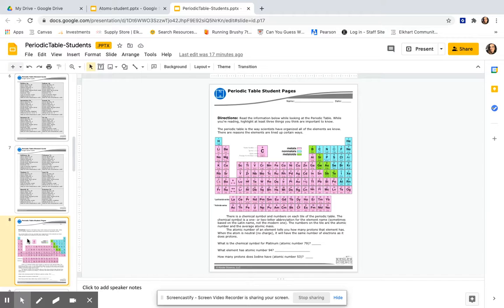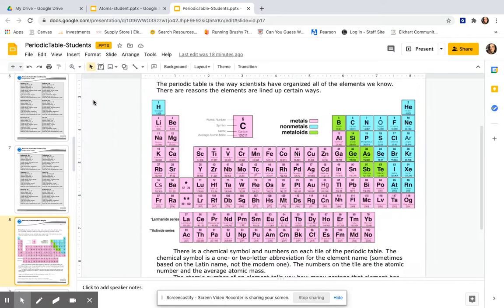There is a chemical symbol and numbers on each tile of the periodic table. The chemical symbol is a 1 or 2-letter abbreviation for the element name, sometimes based on the Latin name and not the modern. The numbers on the tile are the atomic number and the average atomic mass.